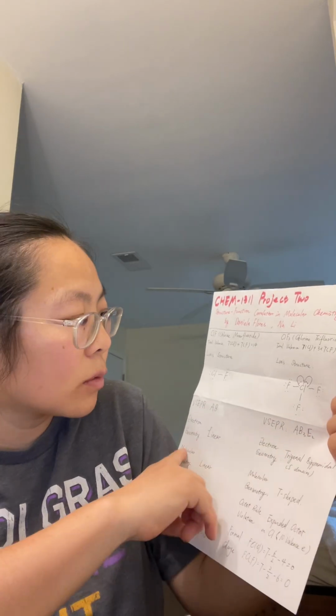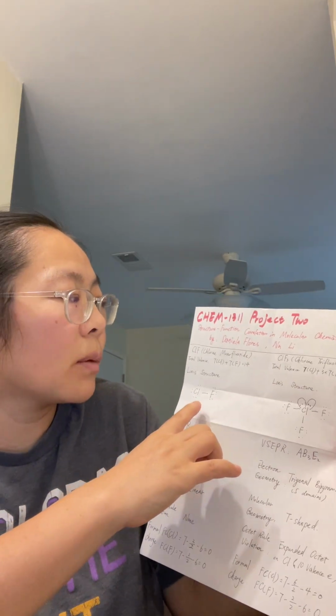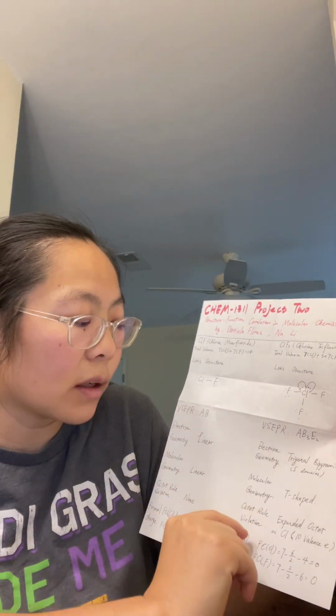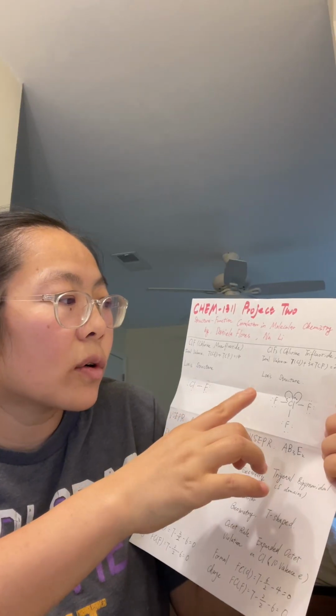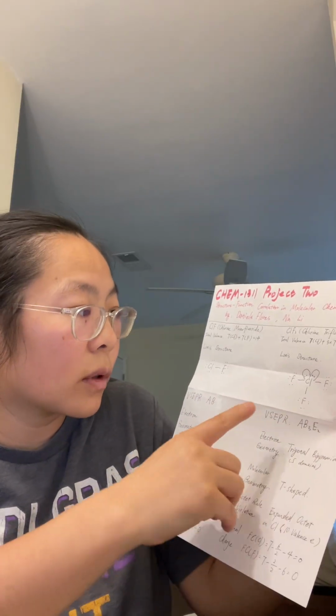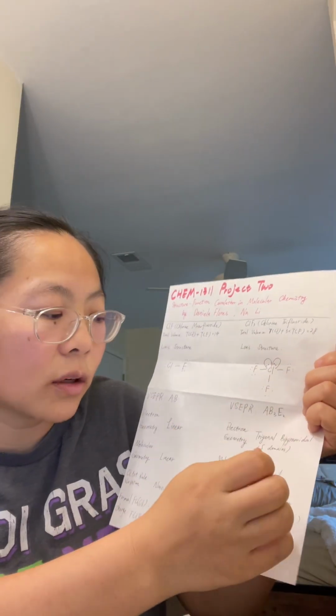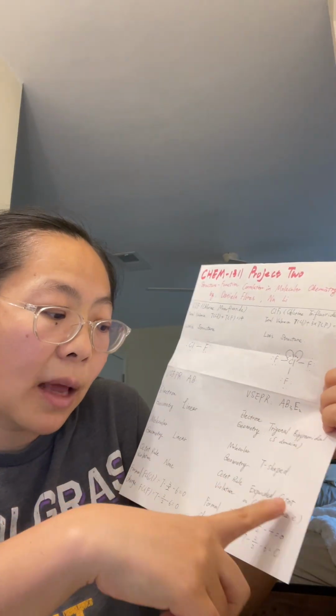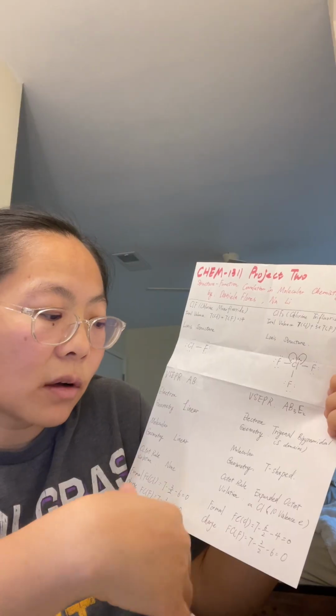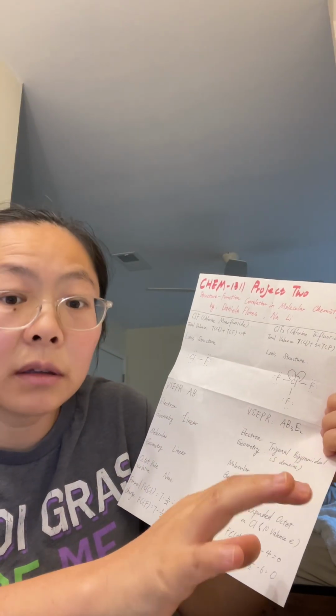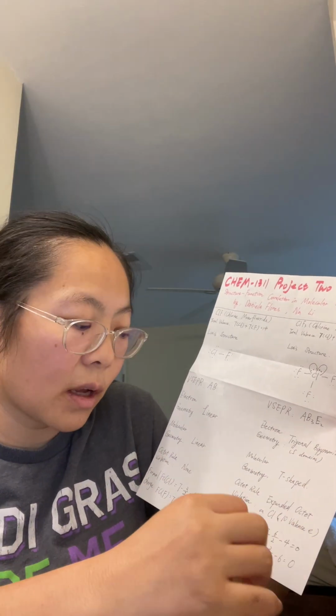And for the octet rule, we can tell that for chlorine monofluoride, there's no violation, but for chlorine trifluoride, the chlorine in the middle has 10 electrons, so it means it has an expanded octet. And the chlorine has 10 valence electrons.